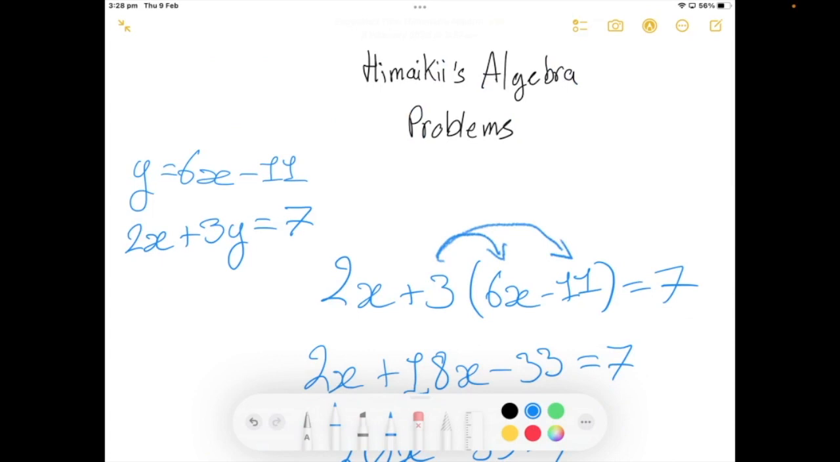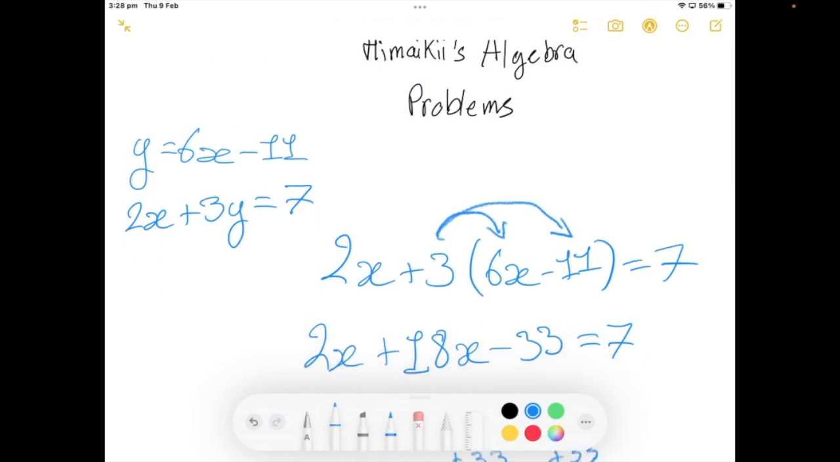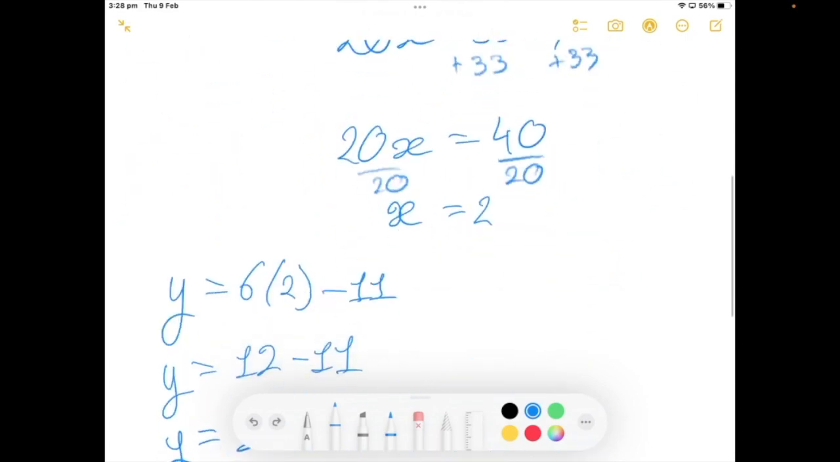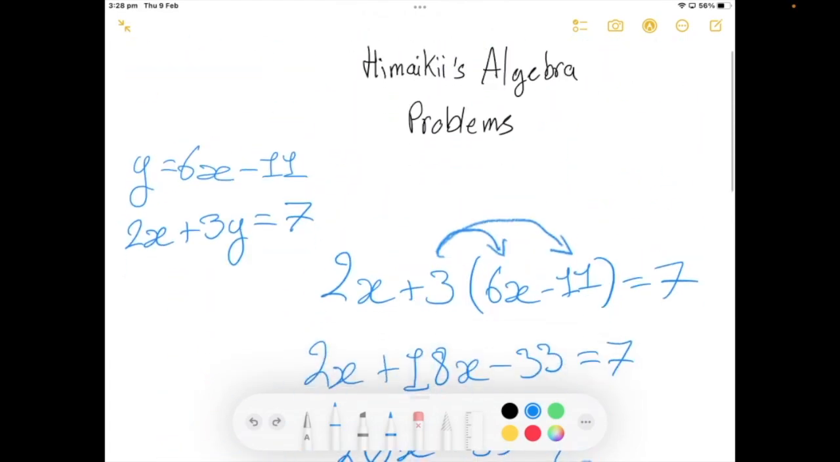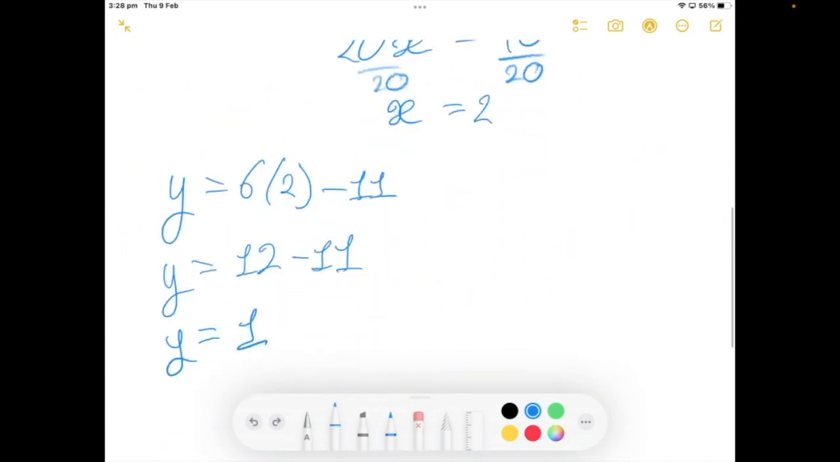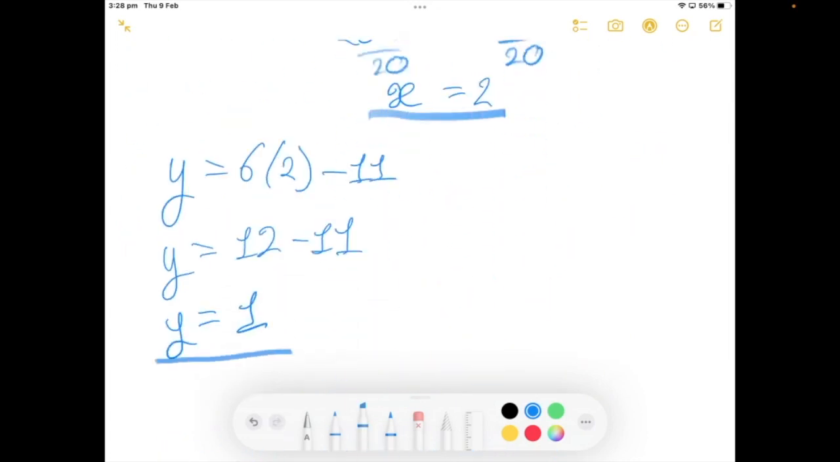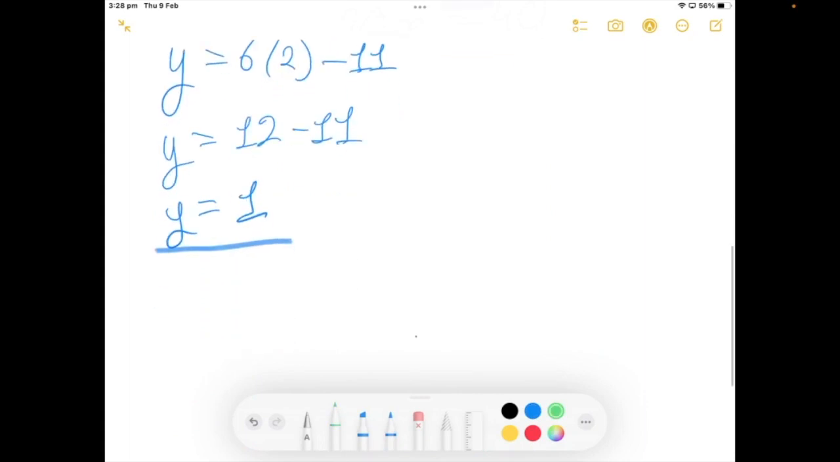Now let me put this in my calculator to double check. I'm going to be using this equation to check. So you put 2 times 2 plus 3 times 1, which is equal to 7. So there you go. y equals 1, x equals 2. Now for the next problem.